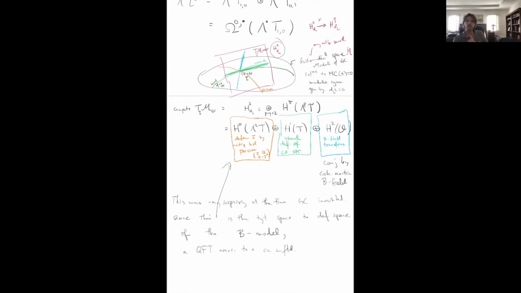So using this description of deformations, is it easy to write one down that isn't just this deformation by Poisson structure? I mean, this is the only kind that I really understand, I think.